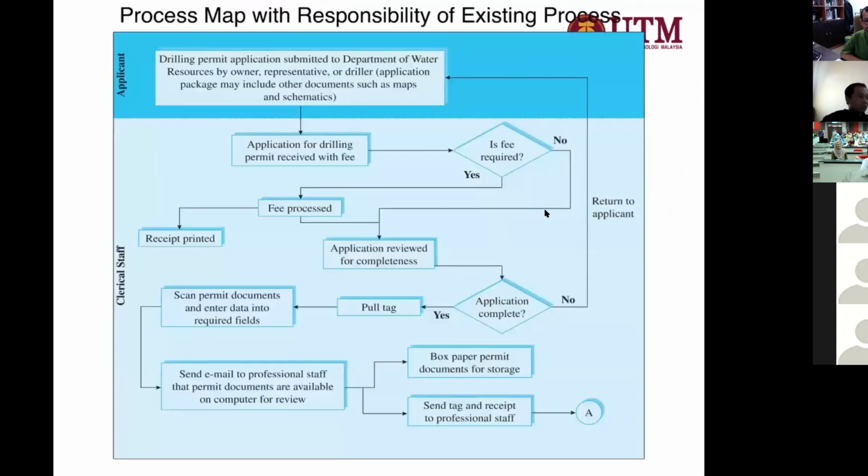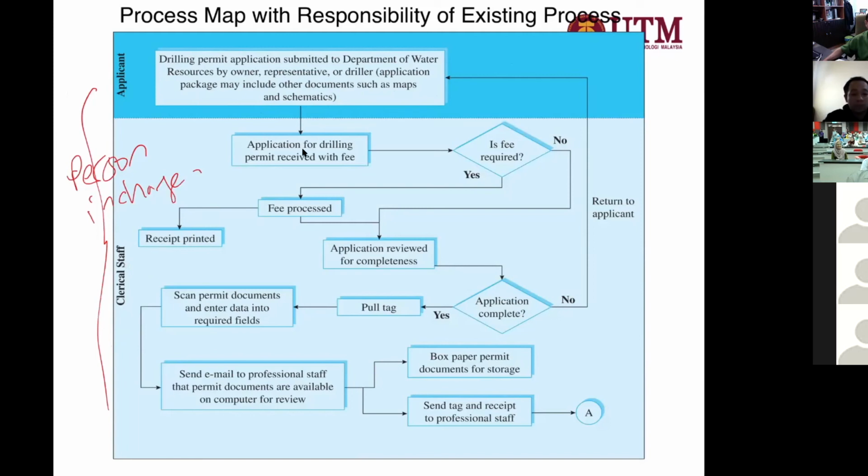Okay, this is another way to map the process. We can also map the process based on the person in charge. This is the person in charge. For example, a drilling permit. The drilling permit application is submitted to the Department of Water Resources by the owner, representative or driller. The application package may include other documents such as a map and schematic. This is done. The responsibility, the PIC, is the applicant. Submit to the office. Who will do this? Clerical staff.